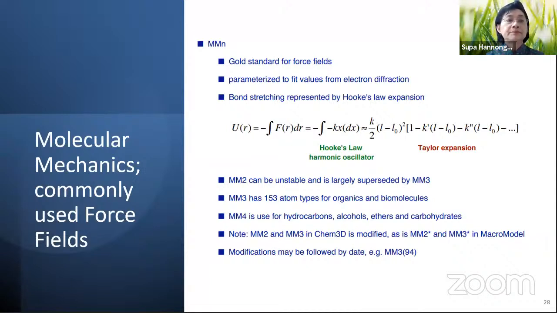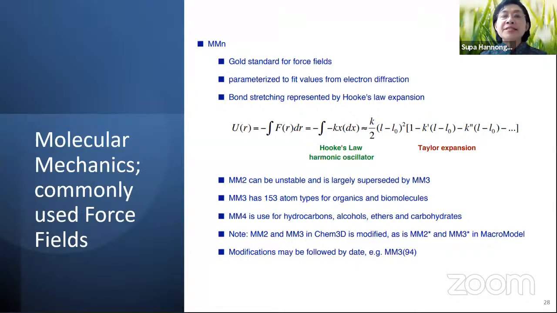But anyway, in general, molecular mechanics commonly uses force fields. We know them via the term MM followed by a number. Okay, MM1, MM2, MM3, MM4, for example. And I would like to say that MMN is known to be the gold standard for force fields, not just standard, but gold. That means very good. Okay.